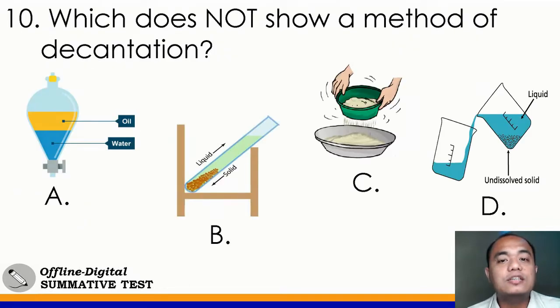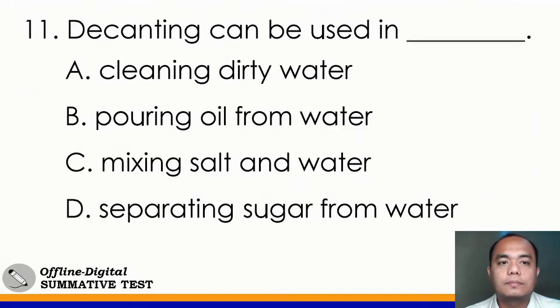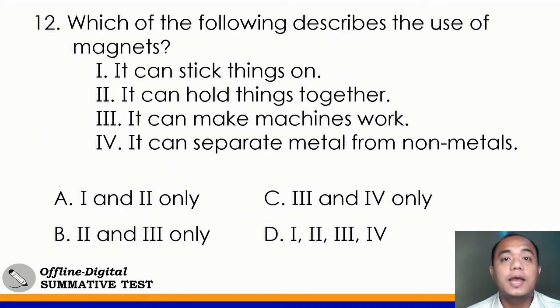Number 10. Which does not show a method of decantation? The correct answer is letter C, because letter C is sieving. Number 11. Decanting can be used in A. Cleaning dirty water, B. Pouring oil from water, C. Mixing salt and water, or letter D. Separating sugar from water. The correct answer for number 11 is B. Pouring oil from water.